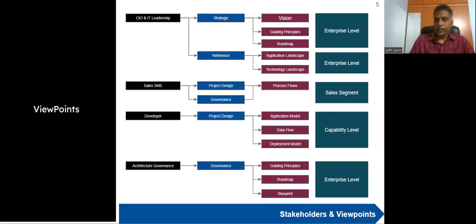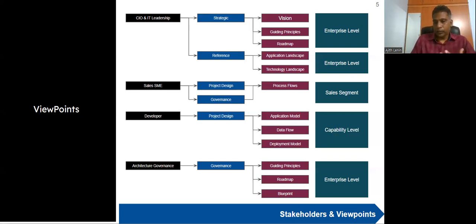And once we define this, it basically gives us an inventory of who the stakeholders are, why they are coming to the enterprise architecture, what components they want to consume, and also what level they want to consume at. So this gives a very high level map of that.